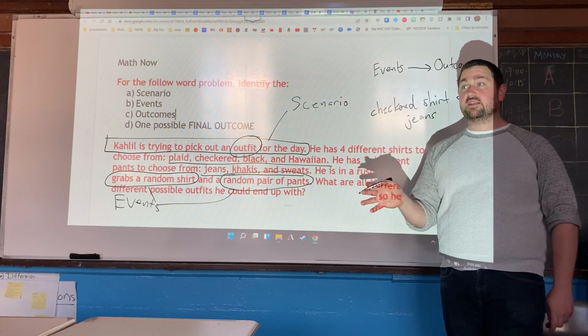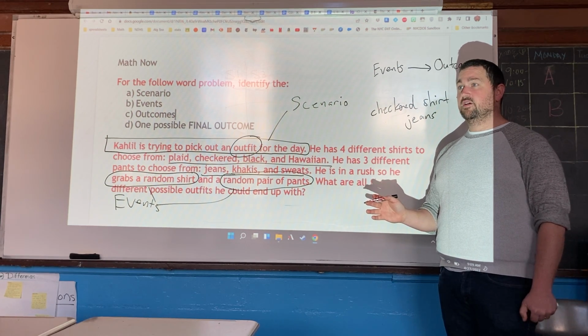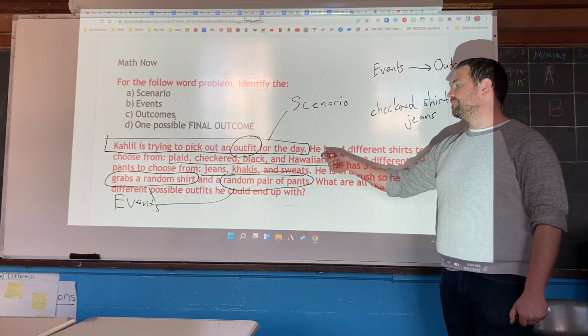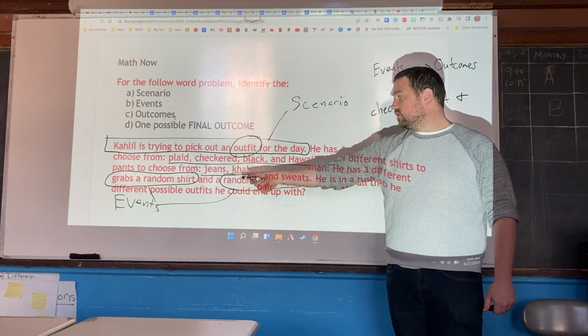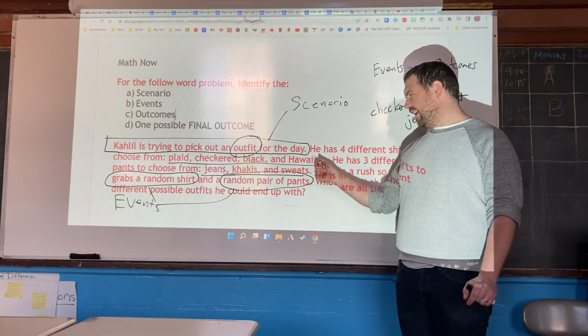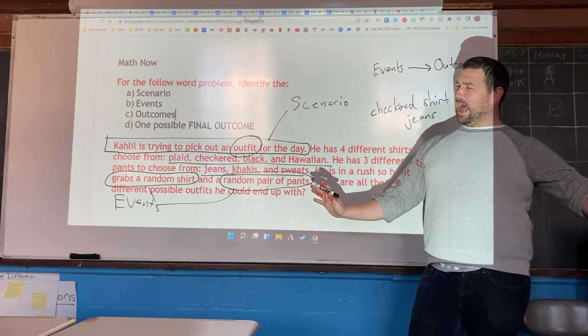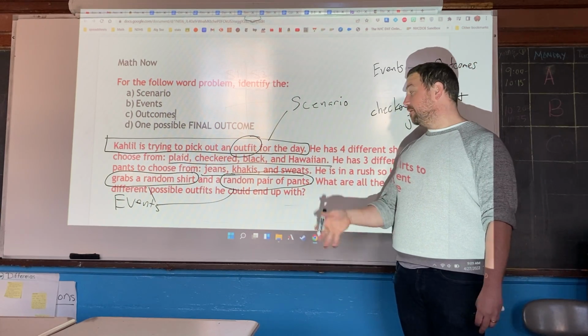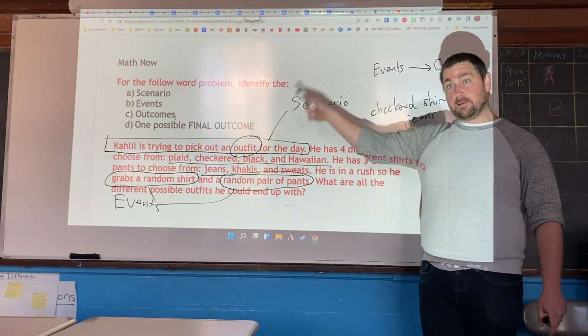What's another possible final outcome? Hawaiian pants and khakis. Hawaiian pants? Oh no, Hawaiian and khakis. Sorry. Hawaiian shirt and khakis. That would be a nice outfit. Hawaiian shirt and sweats? No, we don't know about that. Apparently in another class, people are like, that is an old man outfit. But the point is, is it possible?